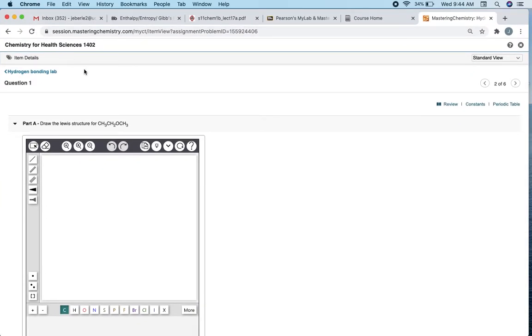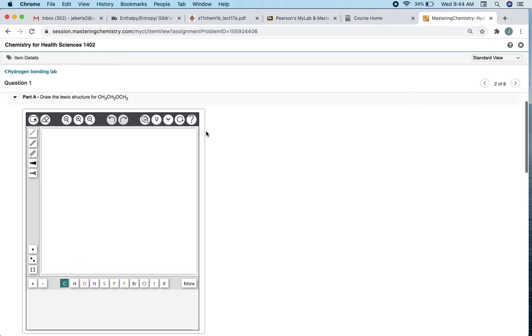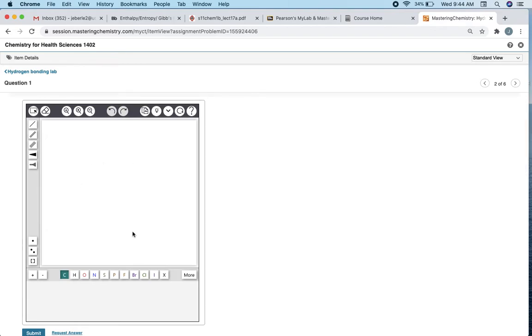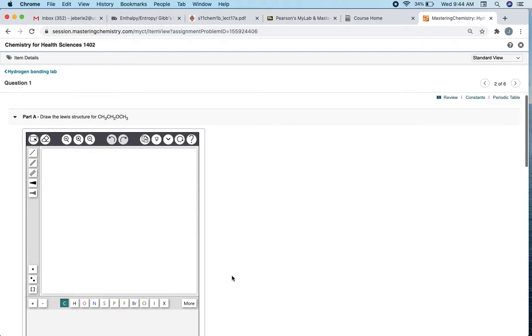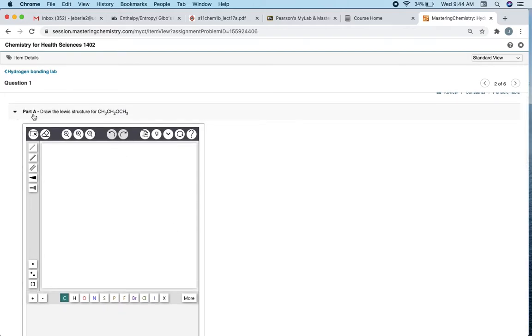Thank you. Alright, we're going to walk through question 1 on the hydrogen bonding lab. So you should be familiar with how to use the Lewis structure tool on Mastering Chemistry and drawing these out. Part A says draw the Lewis structure for this molecule: CH3, CH2, O, CH3.